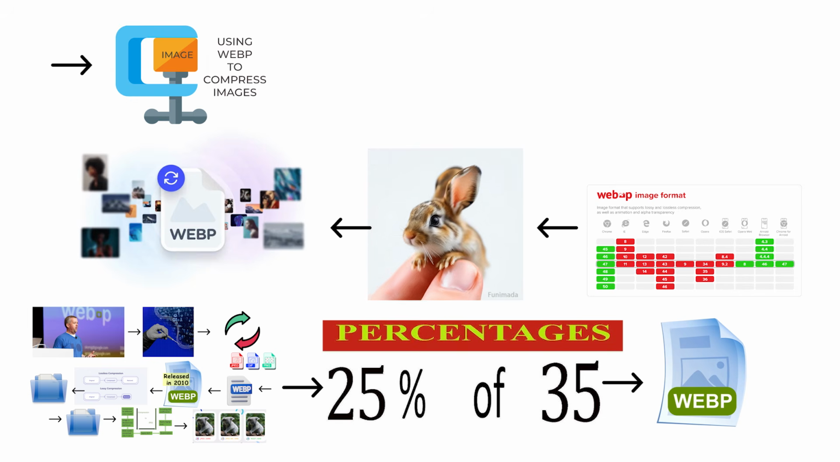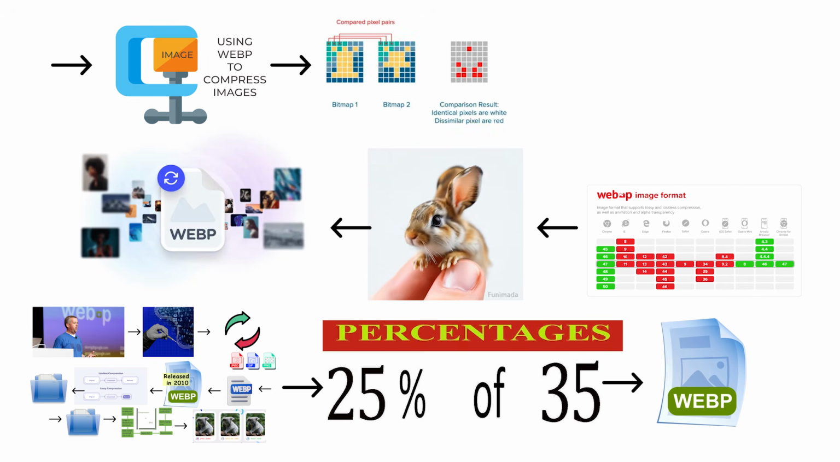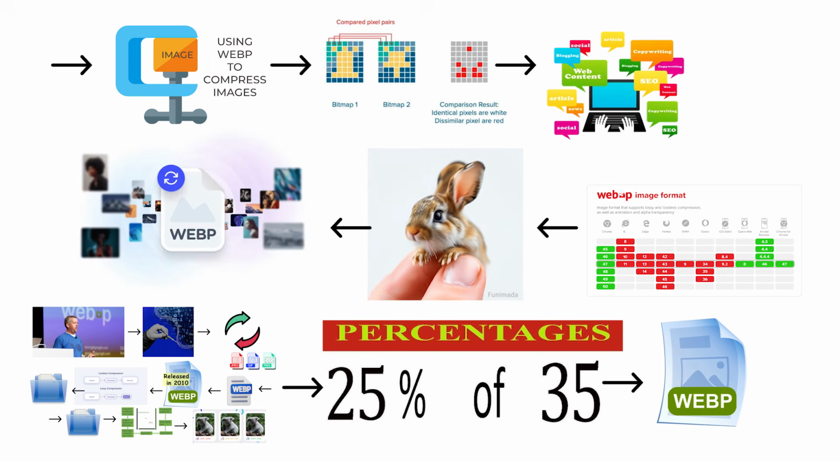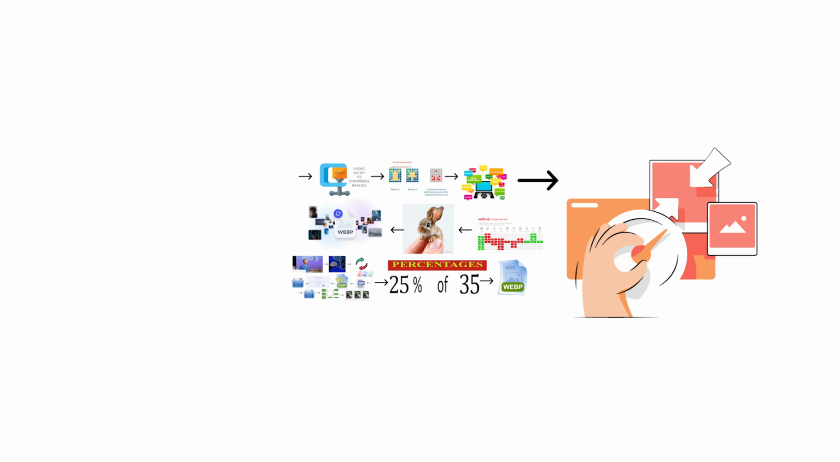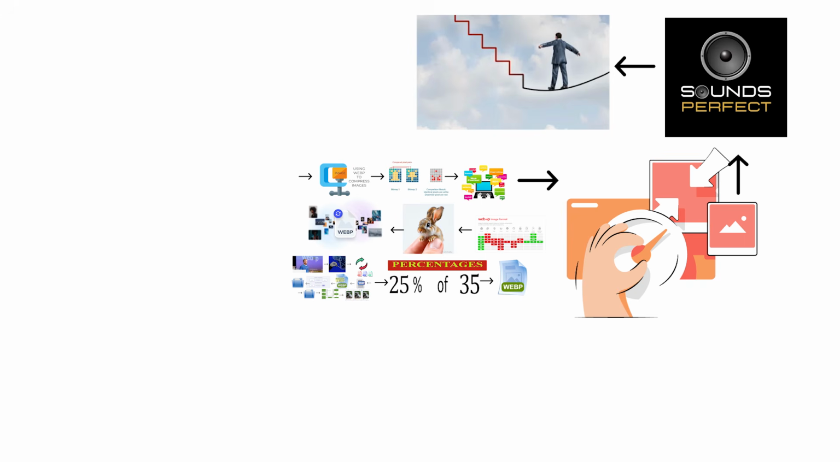3-in-1 replacement. The format uses predictive coding to compress images, analyzing nearby pixels to guess what comes next, and only storing the differences. For web publishers, smaller images mean faster page loads and reduced bandwidth costs. Sounds perfect, right? The problem was adoption.